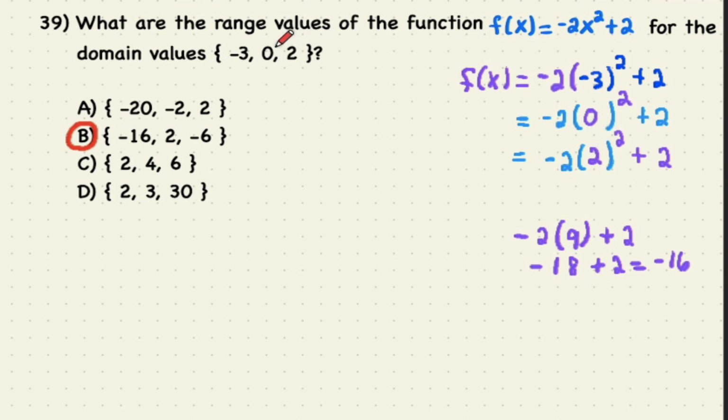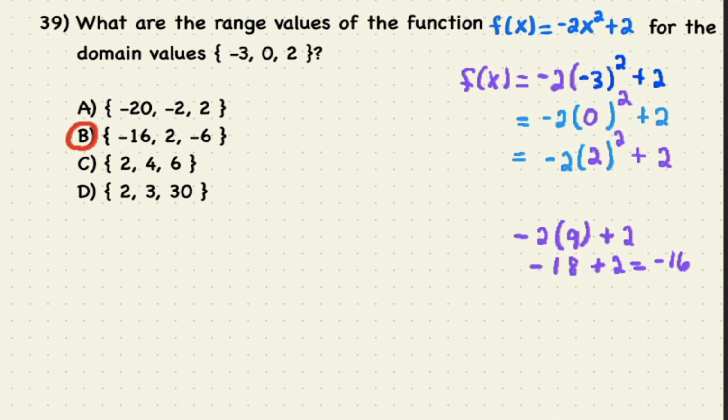So we move on to the next value, 0. So we have negative 2 times 0 squared plus 2. We know that 0 squared is simply 0. Negative 2 times 0 is simply 0. And then 0 plus 2 is 2, which matches this here. And then last but not least, we have negative 2 times 2 squared plus 2. So we have 2 squared, which we know is 4. And then 4 times negative 2 is negative 8. And then negative 8 plus 2 is negative 6. Okay, so all of these check out. So answer choice B, as stated, is the correct answer choice.